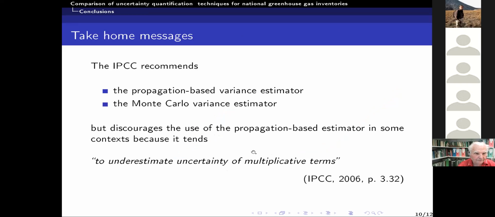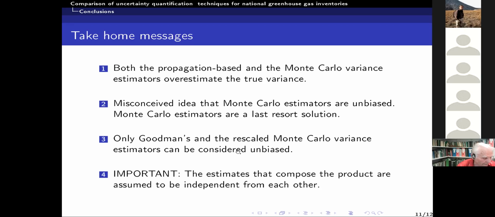So, take-home messages: the IPCC recommends the propagation-based variance estimator and the Monte Carlo variance estimator, but they discourage the use of the propagation-based estimator in some contexts, the reason being that it tends to underestimate the uncertainty of multiplicative terms. That statement in the IPCC is actually incorrect. As a matter of fact, the propagation-based estimator is less biased than the Monte Carlo variance estimator. If you had one of these two to use, you had better use the propagation-based one. The Monte Carlo variance estimator is the one with the largest bias.